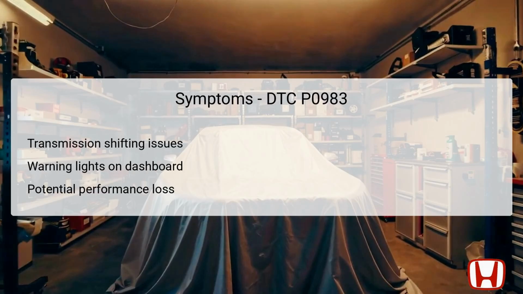When DTC P0983 is present, several symptoms may manifest in the vehicle's operation. Drivers might notice significant transmission shifting issues, such as delayed gear engagement or harsh shifts between gears. Additionally, warning lights may illuminate on the dashboard, indicating a problem within the transmission system. There can also be an overall loss of performance in the vehicle, as the automatic transmission may not function as intended without proper activation of the solenoid.